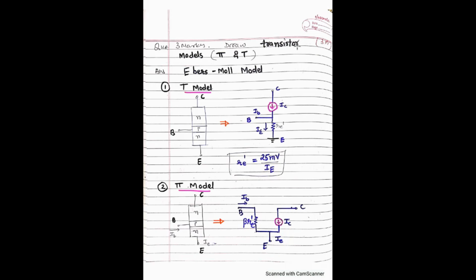So let's come to the point. Transistor models: pi model, T model. Another name is the Ebers-Moll model. What is the T model?